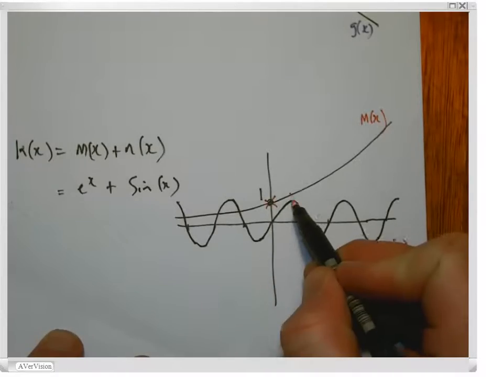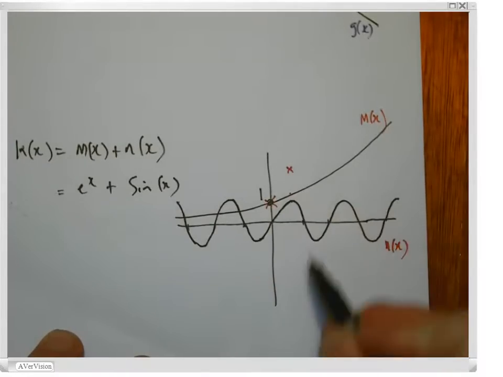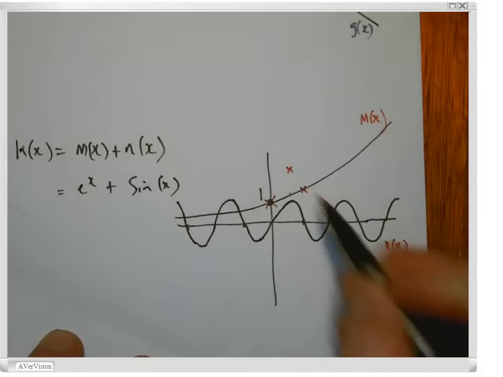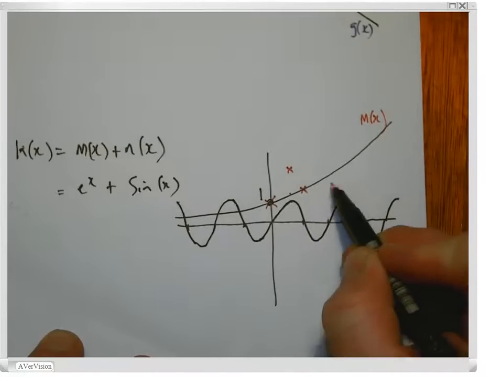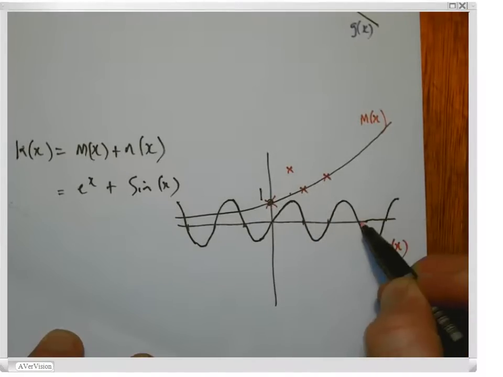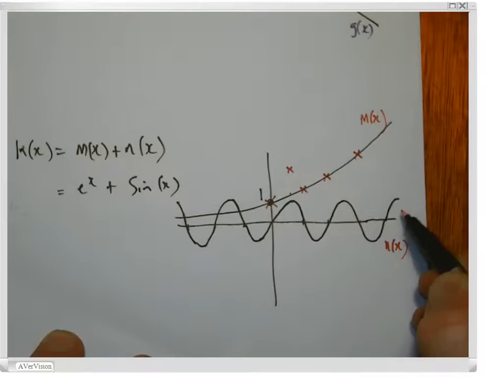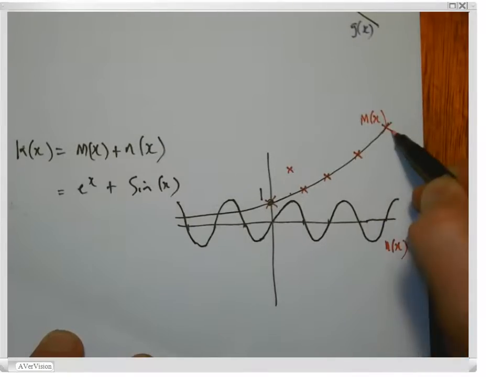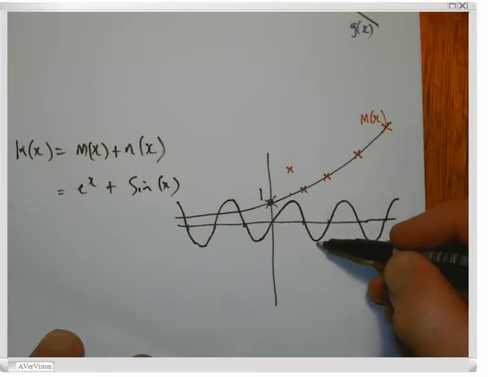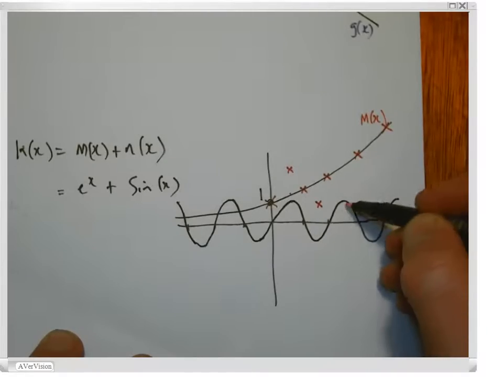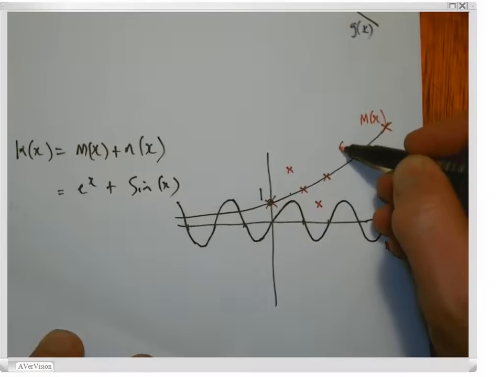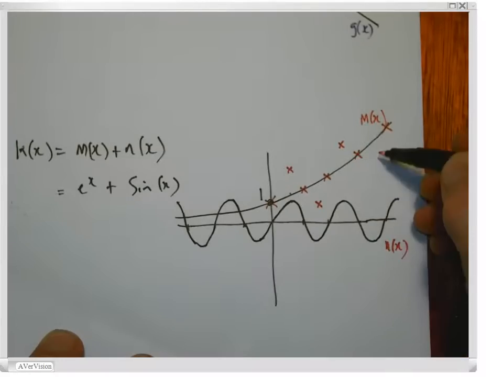That plus 1 will be that height. 0 plus the curve is the curve. 0 plus the curve is the curve. This is negative 1, so it will be below. This is positive 1, so it will be 1 unit above. This is negative 1, so it will be 1 unit below.